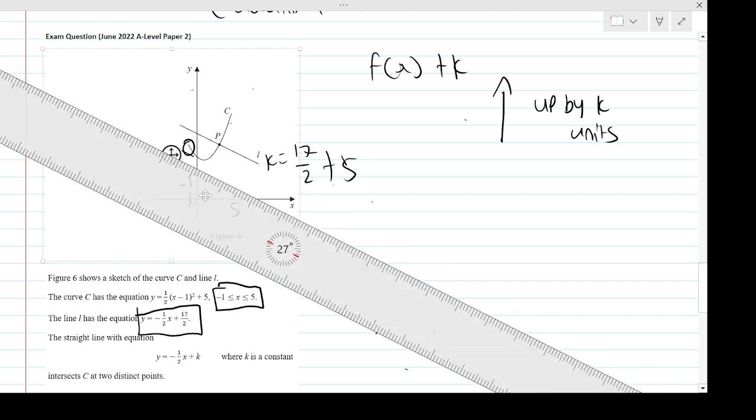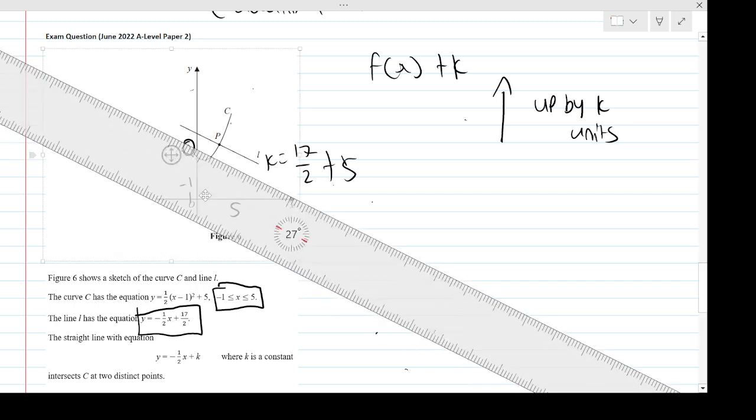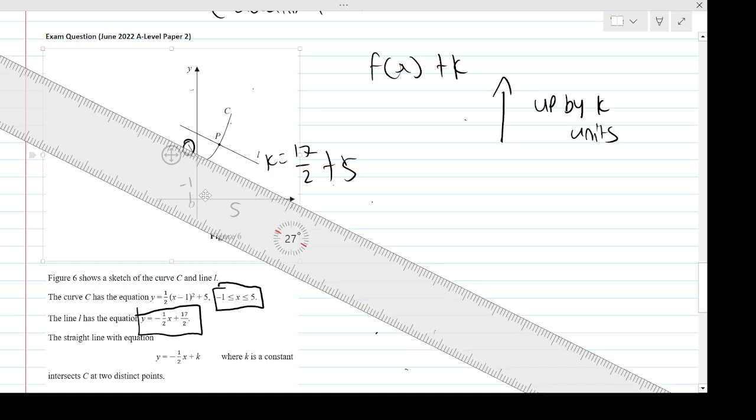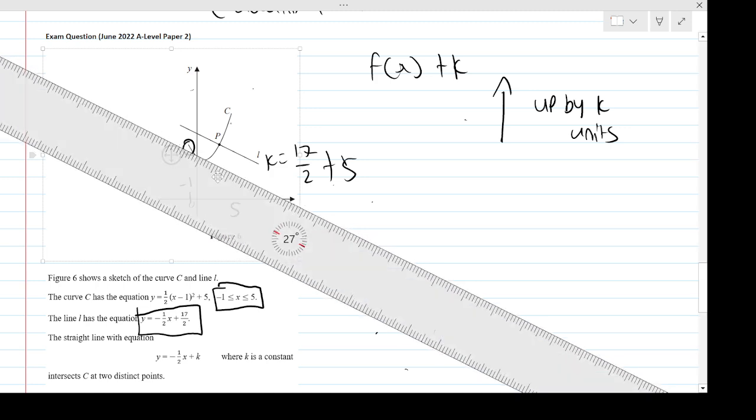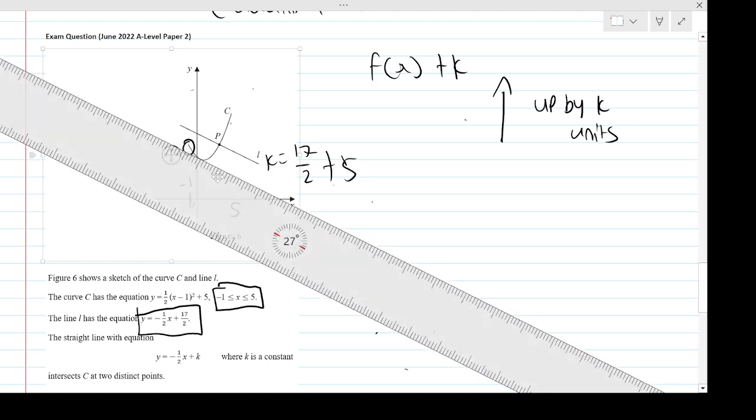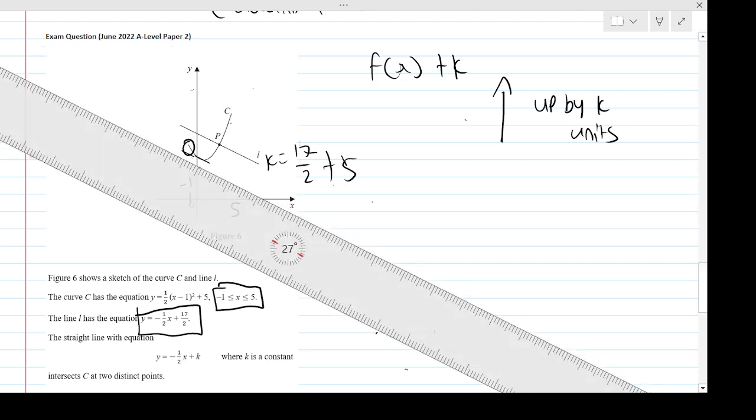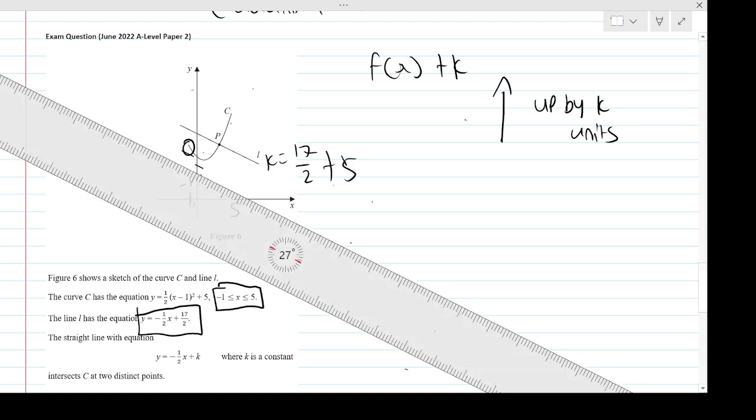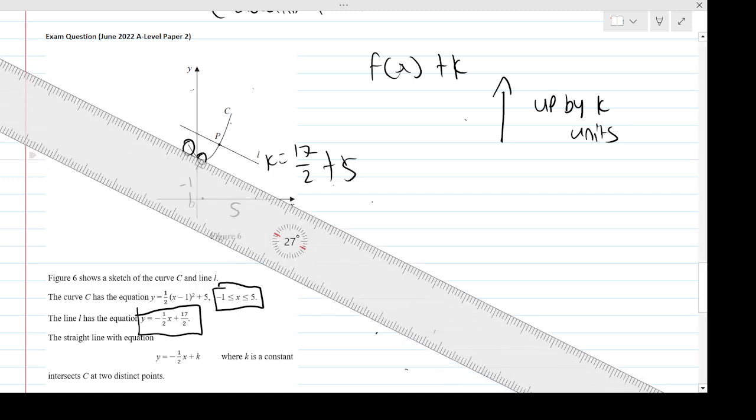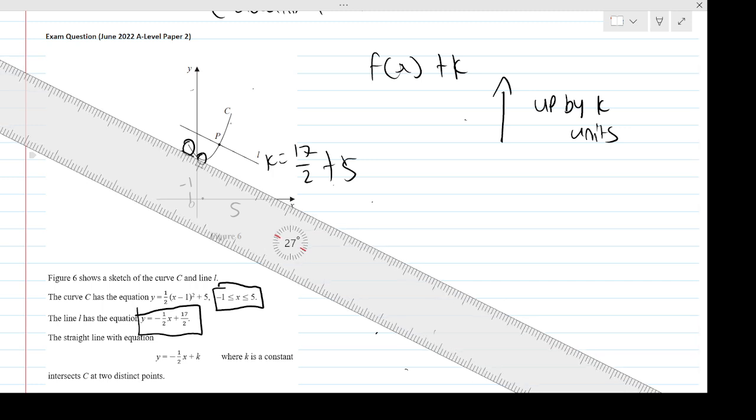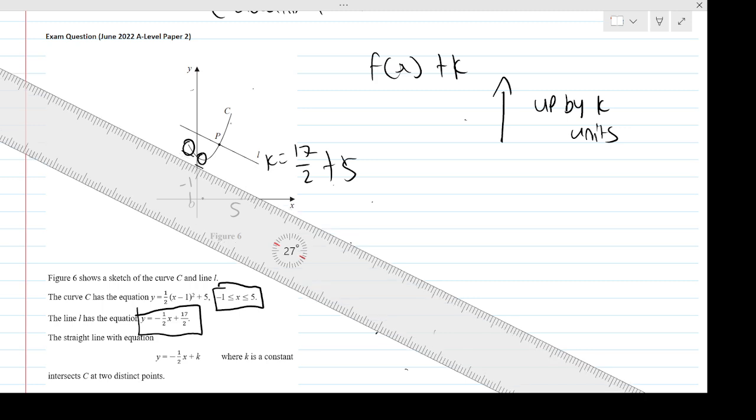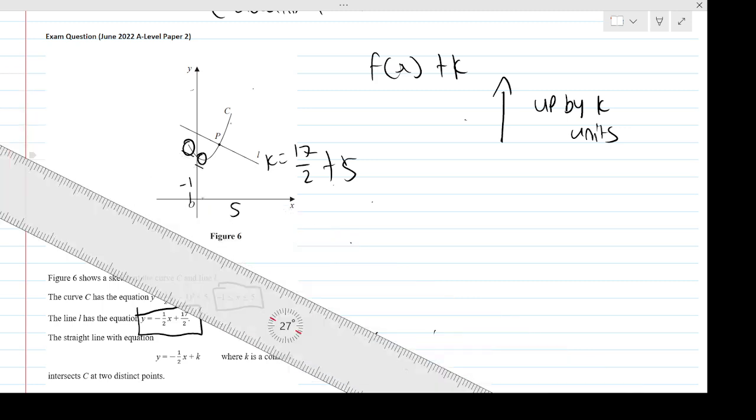Then if you keep moving it down even more, it's still going to cross twice, twice, twice. Then it reaches this point, eventually, when it crosses once, which should be about here. When it reaches there, it crosses the curve exactly once. It touches the curve, and if we go down even further, it doesn't cross the curve at all, no matter how far we go down.